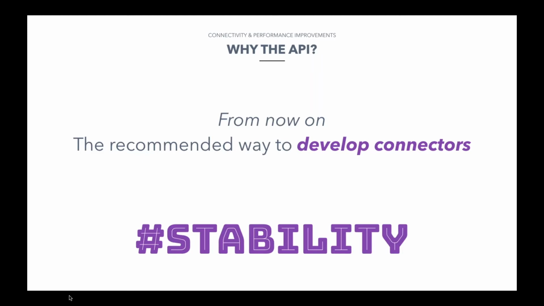As a matter of fact, from now on, the API is the only way we recommend to develop connectors. You may wonder why, but the reason is really simple and can be summed up in one word: stability. We guarantee the stability of our API. As a result, it will be far easier to migrate your PIM from a version to another when using the API for your connectors.